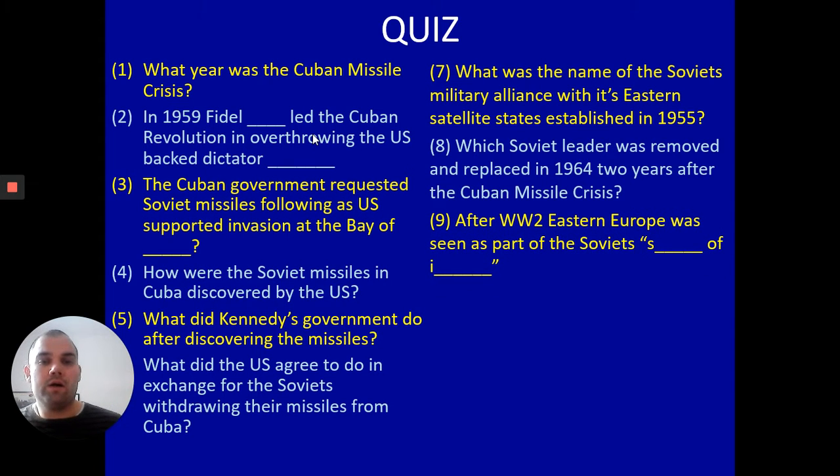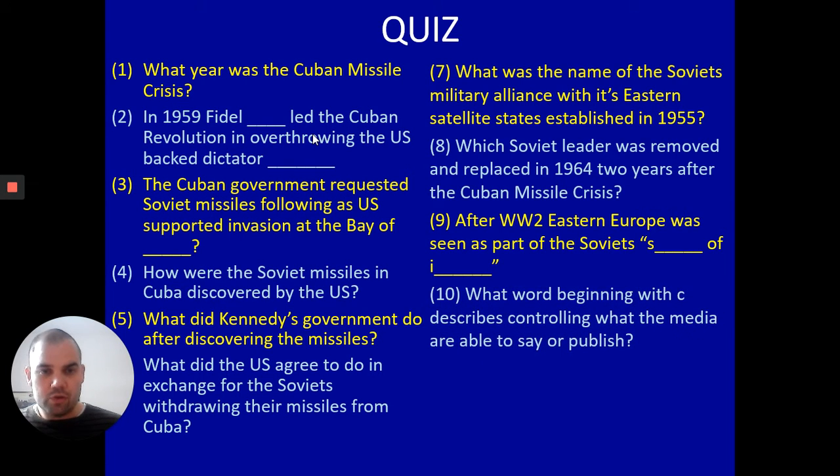Right, number 9. After World War II, Eastern Europe was seen as part of the Soviets' something of something. I want to know what those 2 words beginning with S and I are. And final question. What word beginning with C describes controlling what the media are able to say or publish?